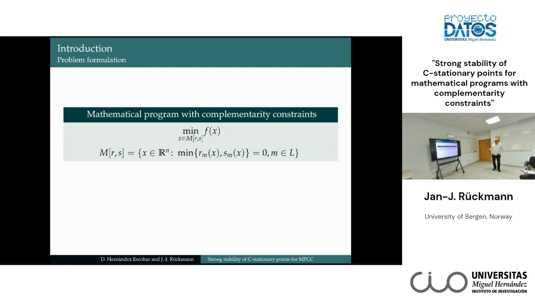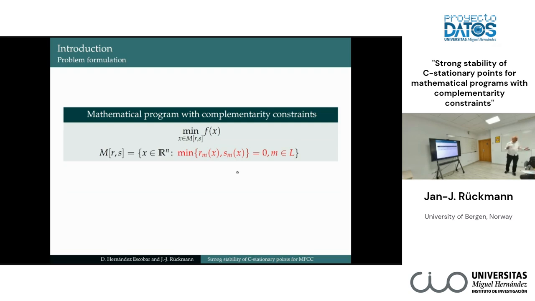Most of you know that, of course. Here is a big difference to the standard nonlinear programming problem. This L is the finite index set, and we have finitely many pairs. The minimum of two functions must be zero. And this particular class of constraints has different topological properties than in the standard case.